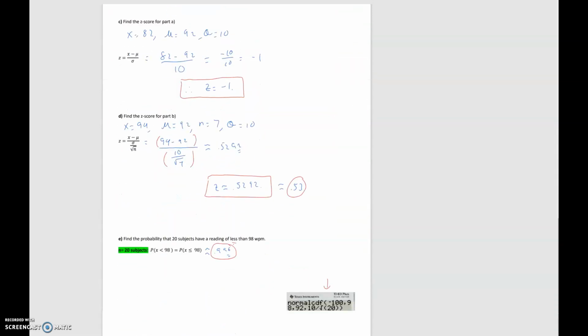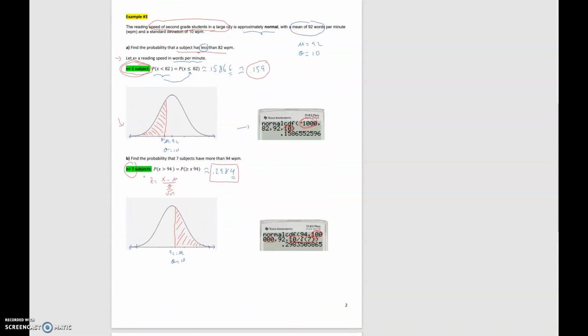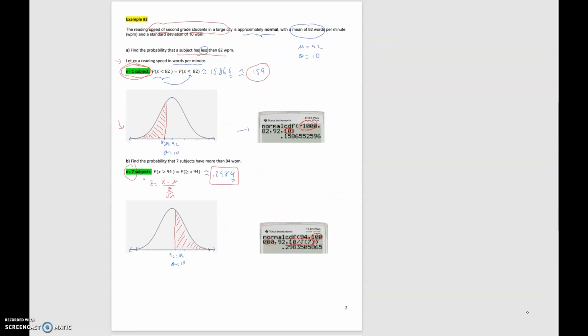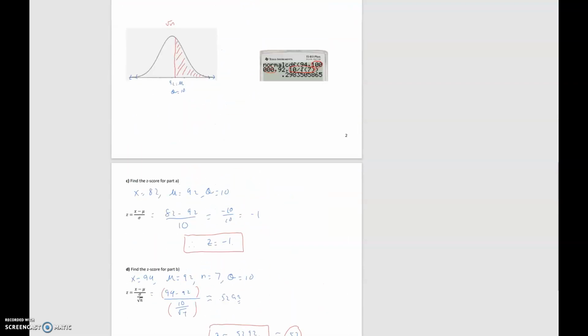And then the last 3 questions, they just want the z-scores along with another probability problem. Also, only once do you need to actually declare the variable. And as long as the story hasn't changed, in this case, we're still talking about reading, you don't have to declare it. That's actually it for this problem.